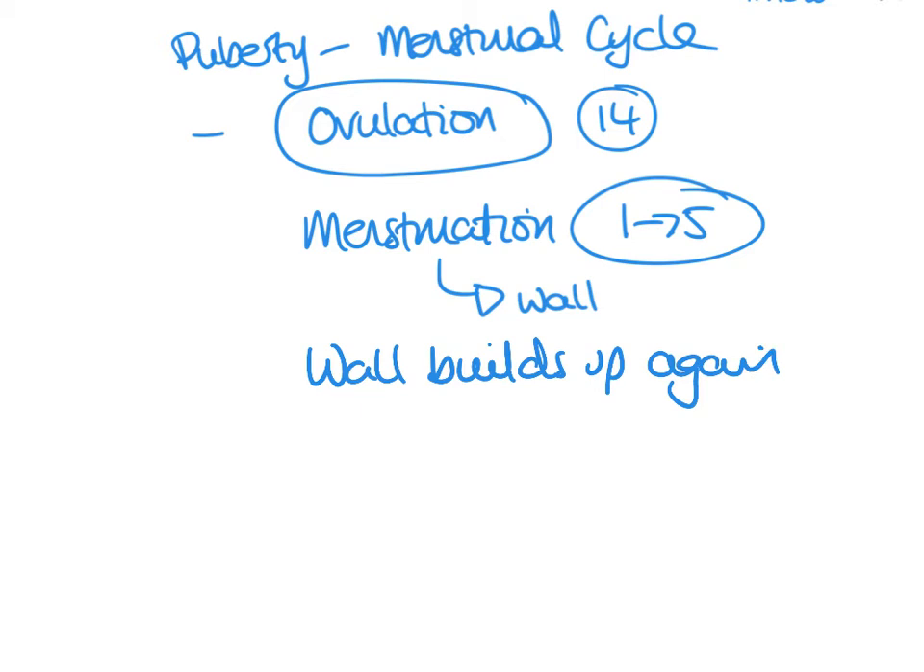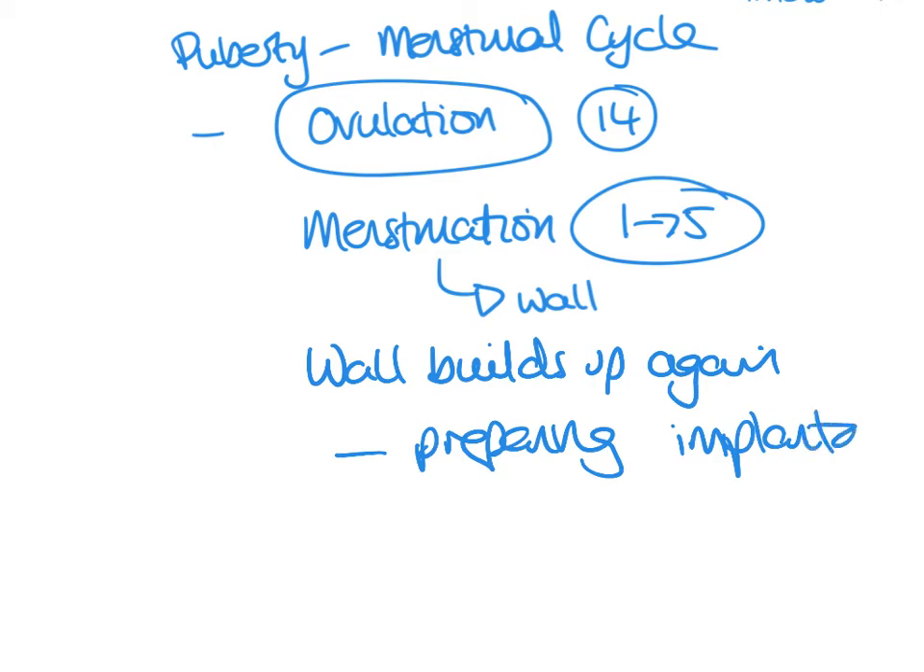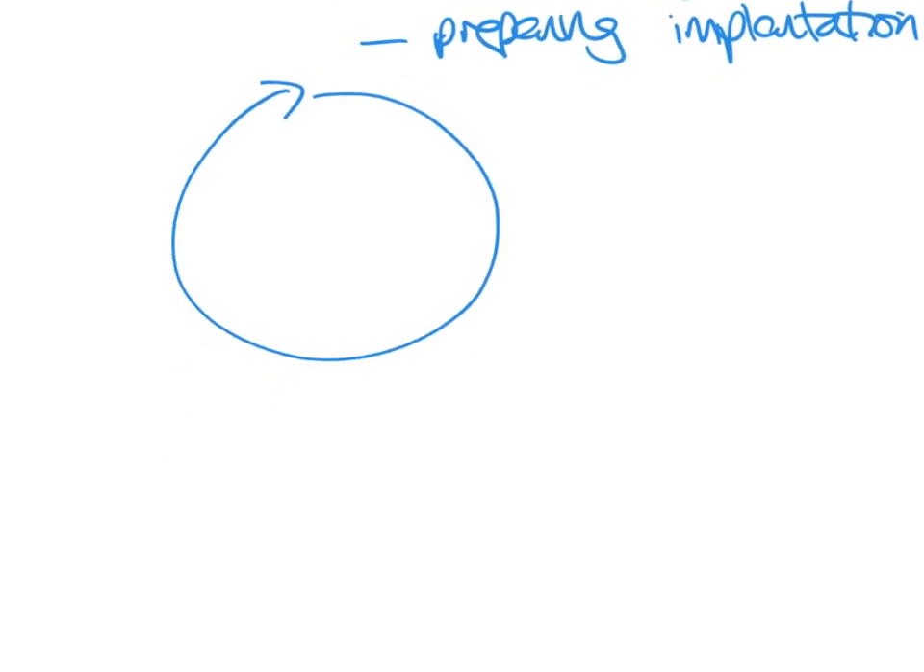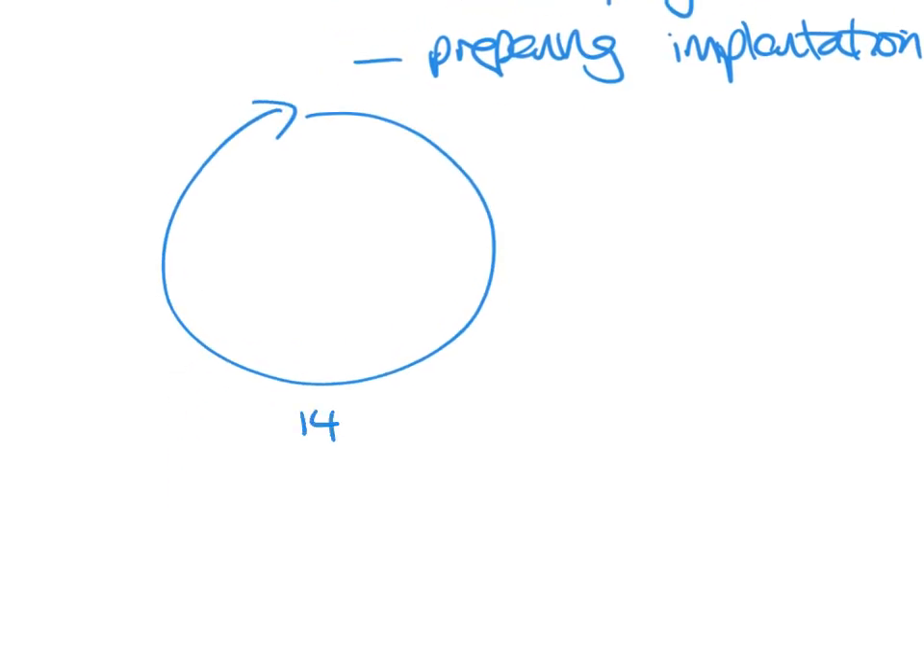So that around day 14, if the woman became pregnant, then the little ball of cells, the little embryo could implant itself. So it's preparing for implantation. So if she ovulates on day 14, so we're saying that's usually when ovulation takes place. This is menstruation at the beginning.